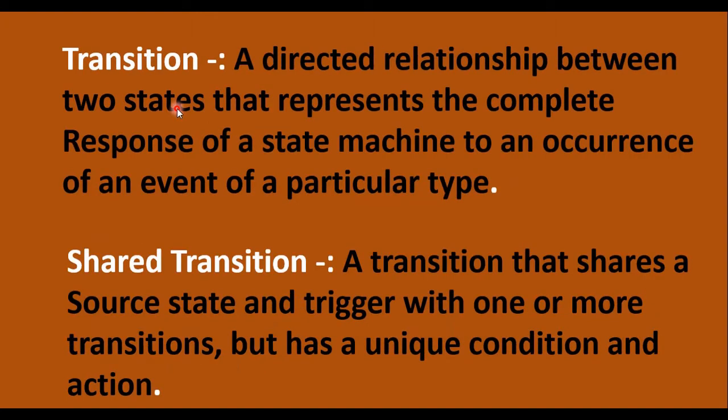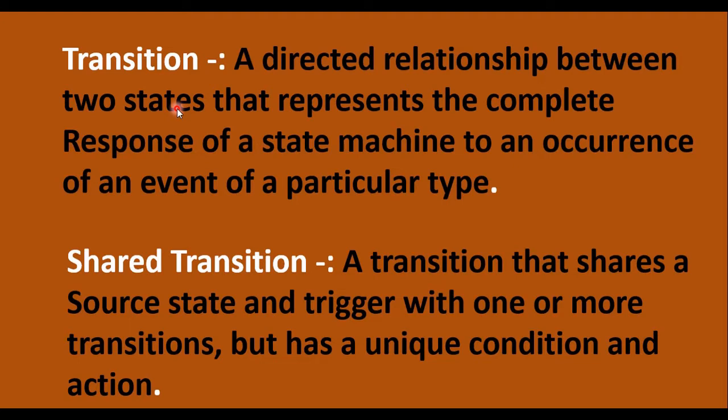So what is a transition? A directed relationship between two states. As I already mentioned here, if there are two states, then there will be a transition in between where you mention the condition. Based on that, it will jump from one state to the other state, and that is called a transition here. That represents the complete response of a state machine to an occurrence of an event of a particular type, or the condition that is based on the condition.